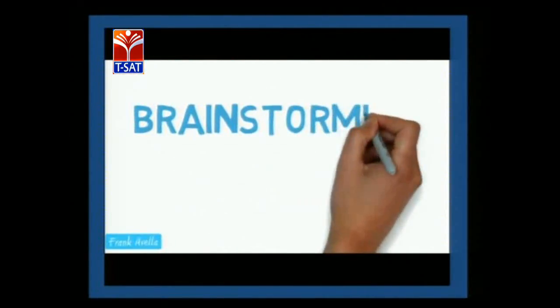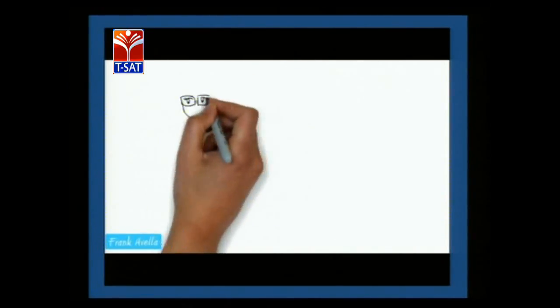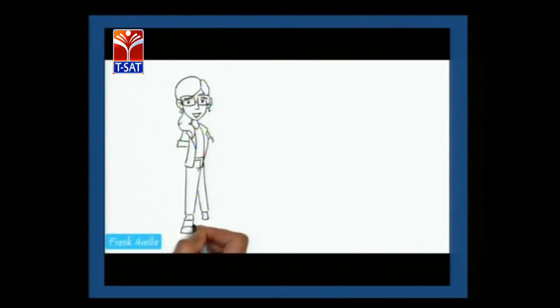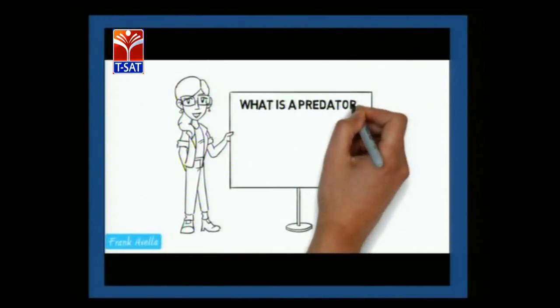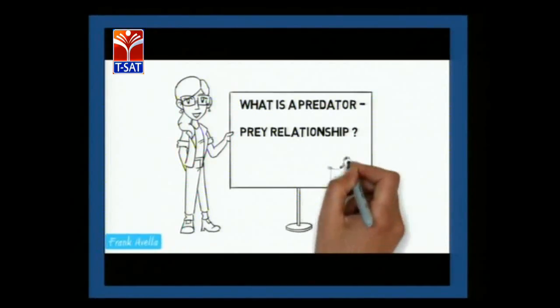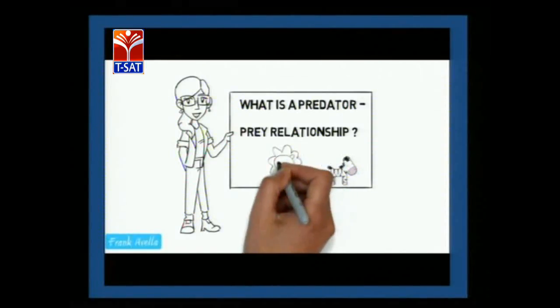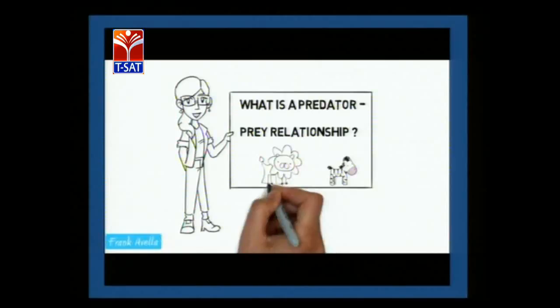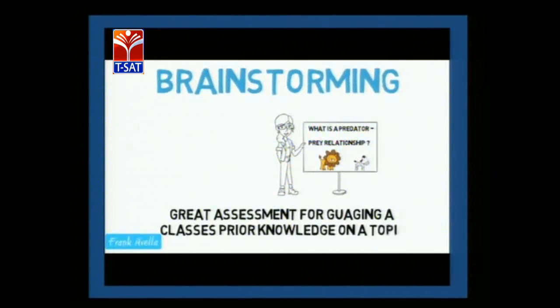Number 2, brainstorming. Brainstorming usually takes place before introducing a new topic. Teachers use brainstorming to get an idea of what their students already know about a topic. Ask for some examples of predator-prey relationships. Then list the examples on the board. The good part is students will also learn examples of predator and prey as you brainstorm. Brainstorming is a great assessment for gauging a class's prior knowledge on a topic.